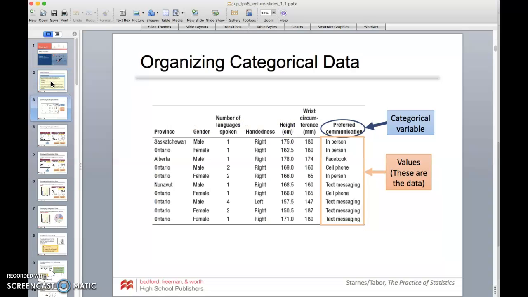All right, so as we're looking at here, let's just pick something out here. We've got some data here in a distribution, and we're going to look at one of the categorical variables, which is preferred communication. So things there could be in person, Facebook, cell phone, text messaging, those types of things. So those are the data that we're talking about right there.